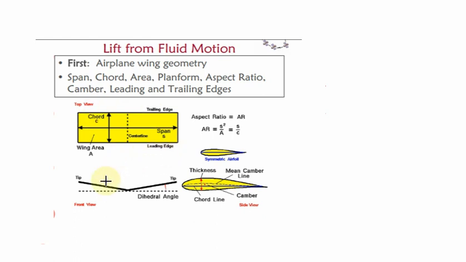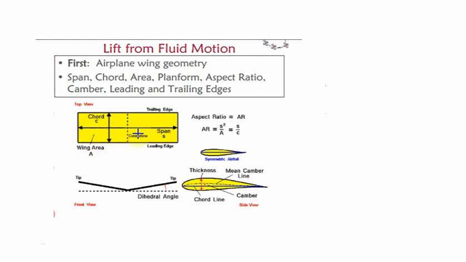So for the wing section, this is your front view, and this is your top view. Here it is showing the rectangular wing section. This is the leading edge and this is your trailing edge. Again, the distance between the leading edge and trailing edge is called the chord line.